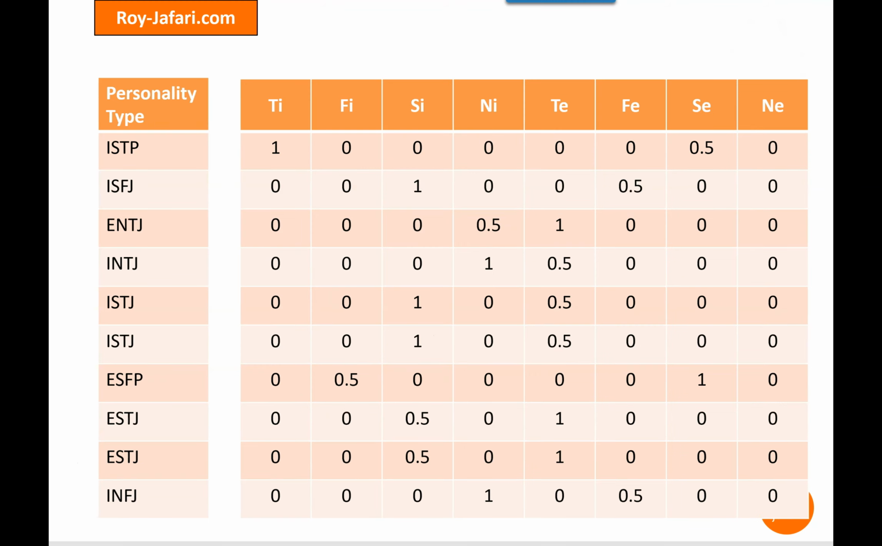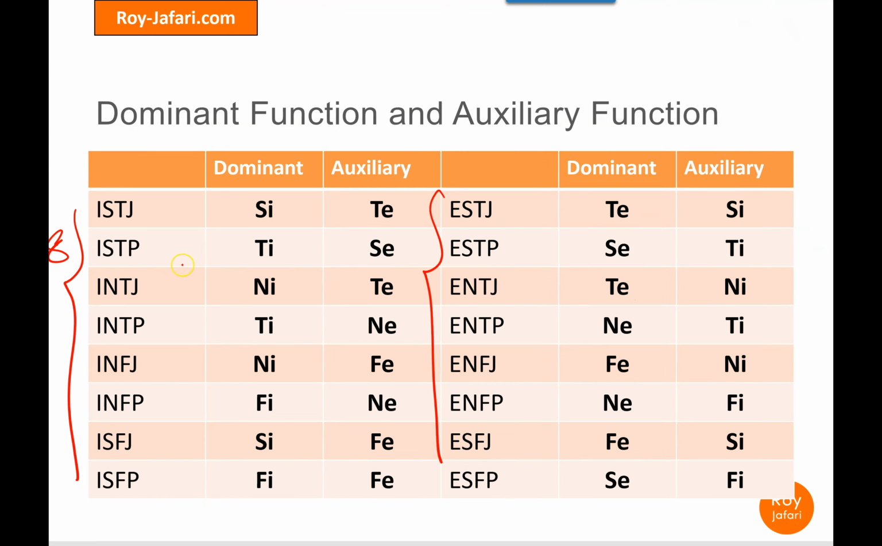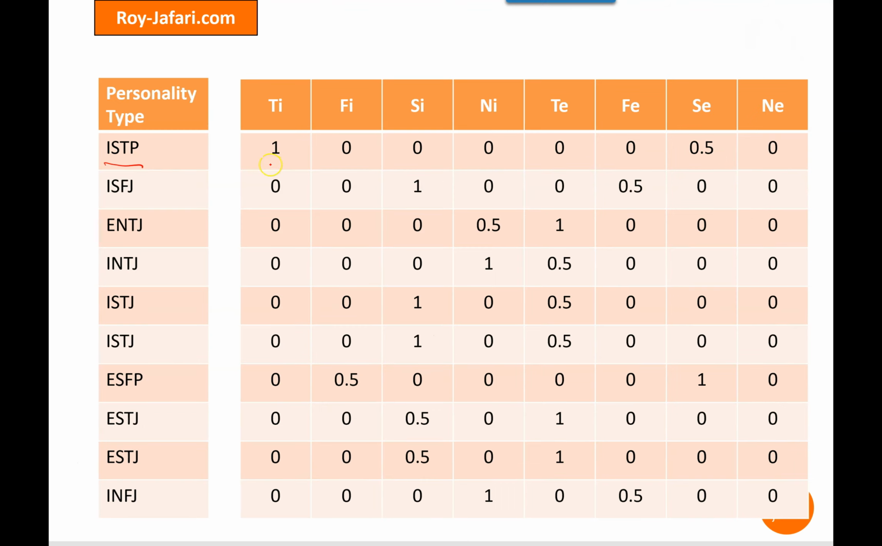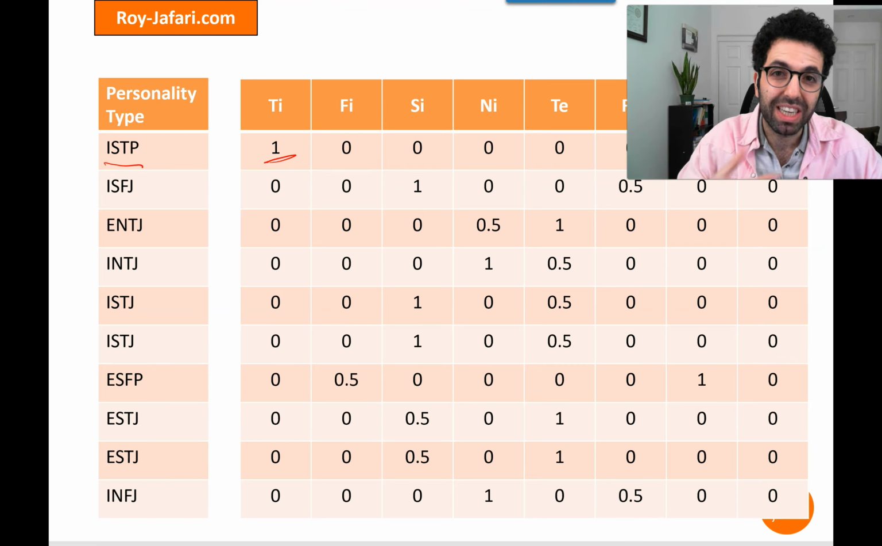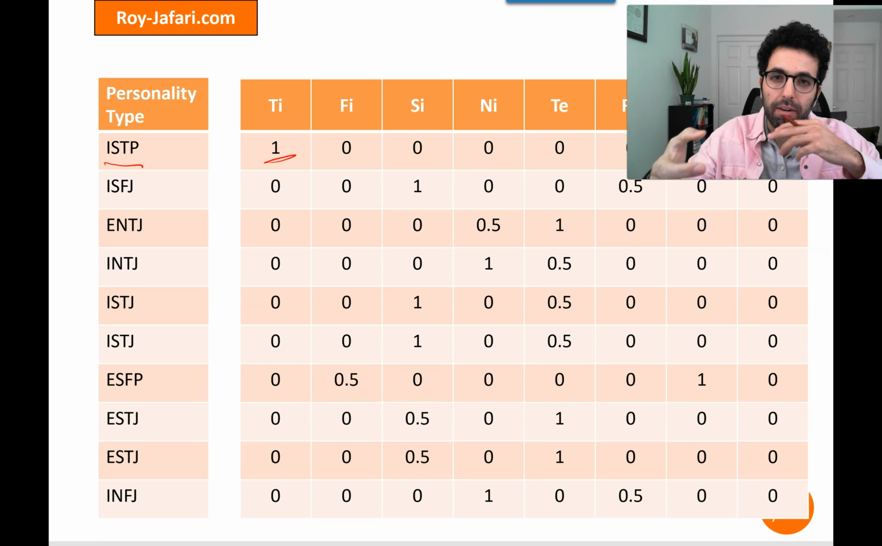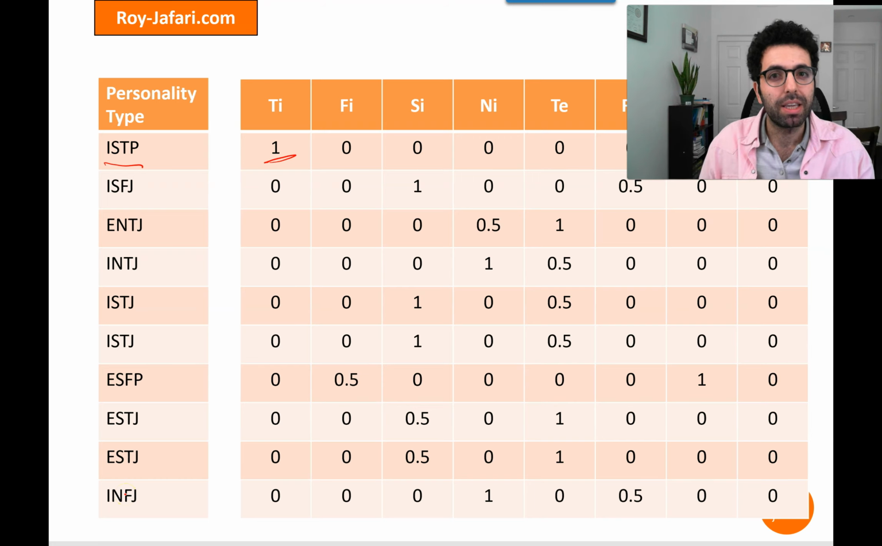transformed the data into 8 numerical attributes, by giving 1 to the dominant function and giving 0.5 to the auxiliary function. For instance, ISTP is here, the dominant is Ti and auxiliary Se, right? So we could give 1 to the dominant and 0.5 to the auxiliary, and this would allow us to keep the relationship between these personality types, and at the same time keep how they are different from one another, right? So that's another way to do this.